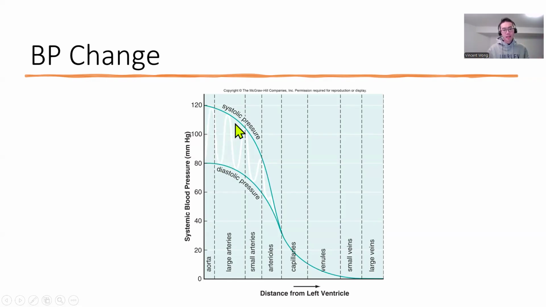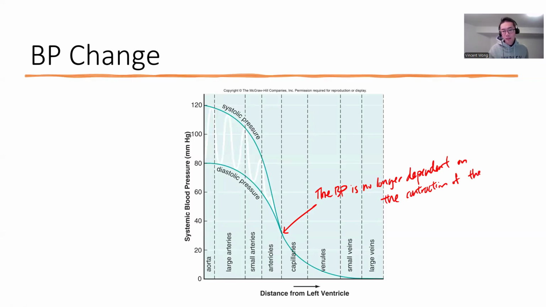Okay, so that fluctuates. And as we move into the arteries, the arterioles, you can see the fluctuation becomes less and less obvious, right? By the time you get to the capillaries over here, you can see the blood pressure is no longer dependent on the contraction of the heart. Okay. In other words, it doesn't even matter whether it's contracting or relaxing, you're just going to get the same reading. Okay.